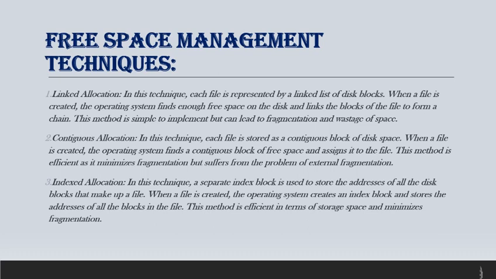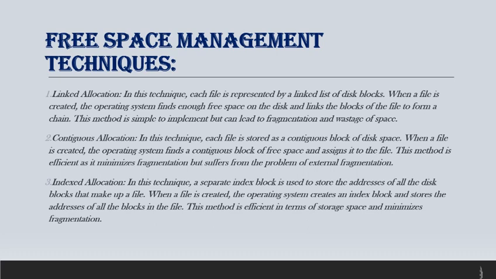Contiguous allocation. In this technique, each file is stored as a contiguous block of disk space. When a file is created, the operating system finds a contiguous block of free space and assigns it to the file. This method is efficient as it minimizes fragmentation but suffers from the problem of external fragmentation.